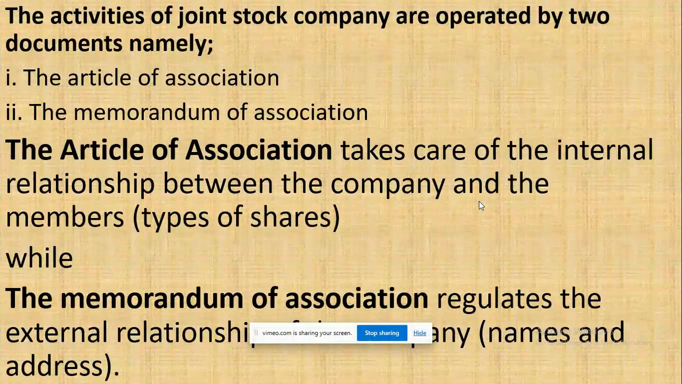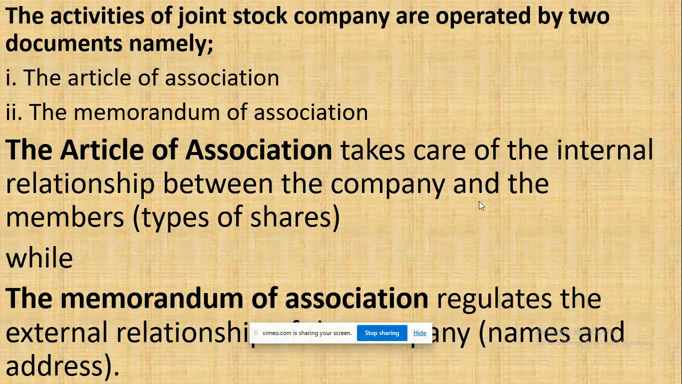Now, the activities of joint stock companies are operated in two documents, namely the Articles of Association and, secondly, the Memorandum of Association. What is the difference between these two activities that are being carried out by joint stock companies? The Articles of Association takes care of the internal relationship between the company and the members.